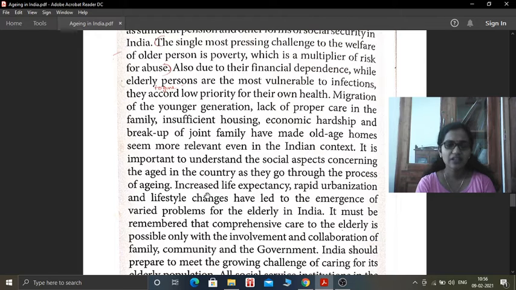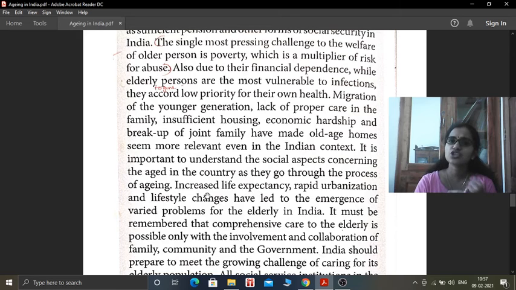They consider even their parents as mere servants. So in that case, they are vulnerable to infections and other health issues. Migration of younger generation, lack of proper care in the family, insufficient housing, economic hardship, and breakup of joint family have made old age homes seem more relevant even in the Indian context. So the author is of the conclusion that old age homes are necessary in the Indian context. In the current context, old age homes are more important.